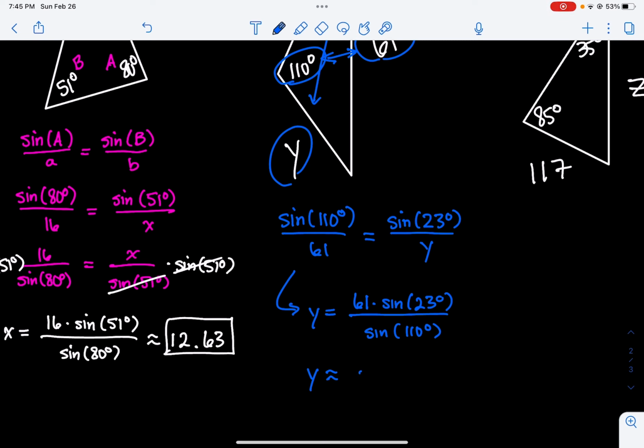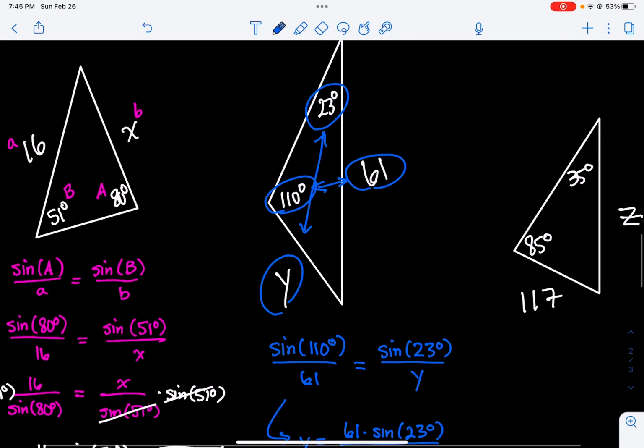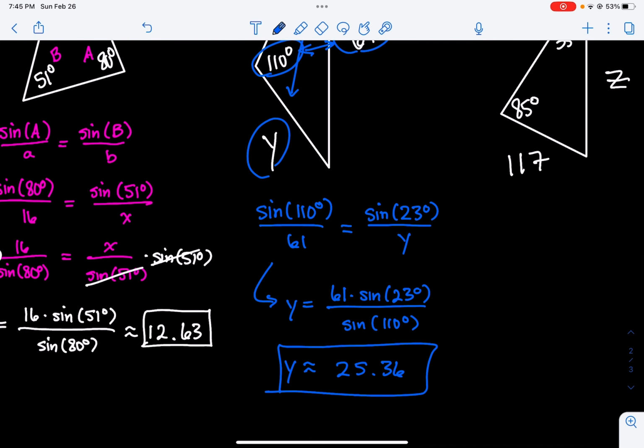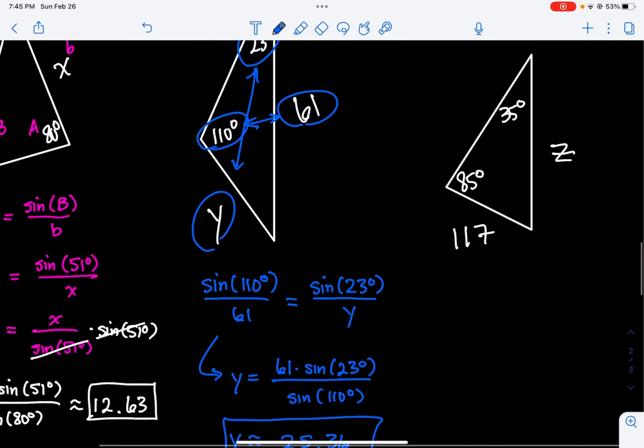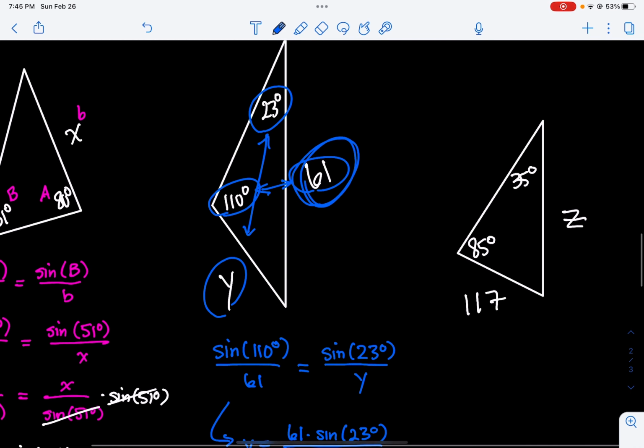So y is approximately 61 times sine 23 over sine 110. It's about 25.36. And again, notice how the side across from a very tiny angle results in a very tiny distance. So your answer should make sense if you've done this all right. If we got a side length longer than 61, then we have a problem. This side is definitely shorter, for sure. So just use that to check your work.